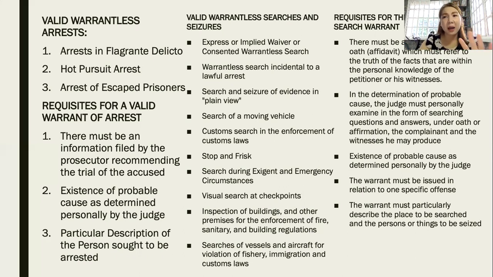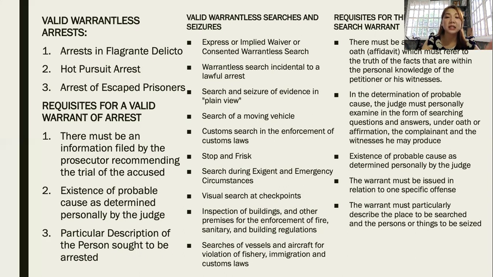So yung judge ba, should we read this text literally? Na kailangan ba personally examine nung judge yung complainant and his witnesses? So it says here that no, it was not. It was proper to interpret Article 3, Section 2 to mean that the judge must personally examine the complainant and his witnesses in his determination of probable cause.